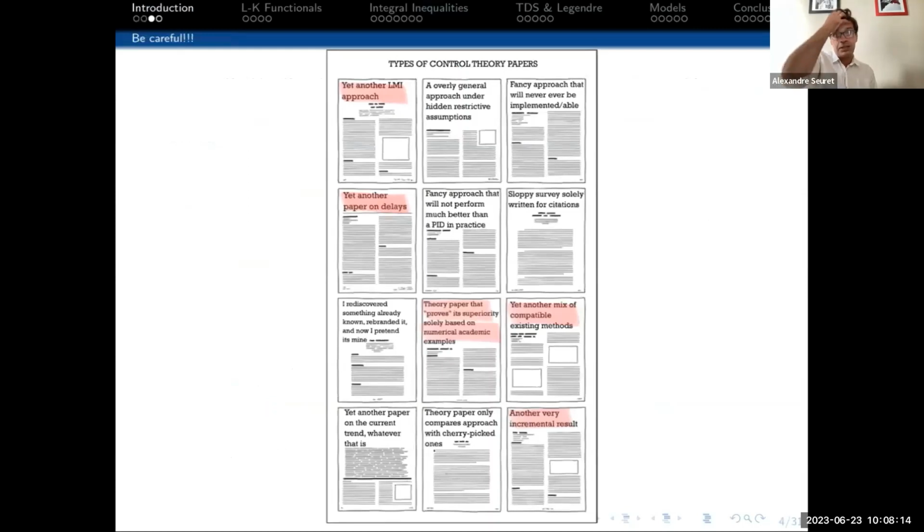And so this has been the subject of many papers. And as I said, let's say that during COVID, I received this picture telling us about the types of paper in control theory. When I looked at it, I first had a good laugh, and then I was a little bit ashamed because I fit in a lot of these boxes. So you have many traps, and you have to be careful in order to provide good papers and good contributions.